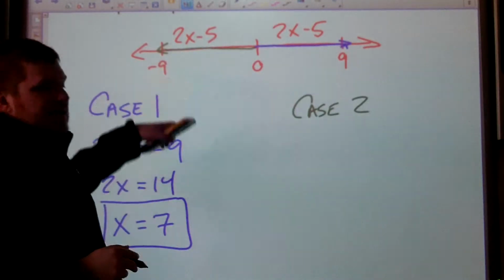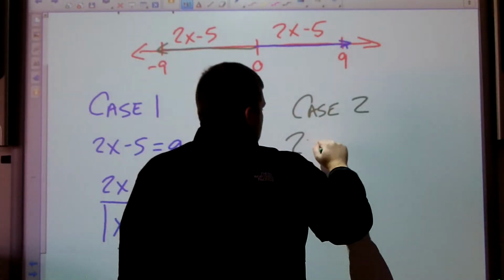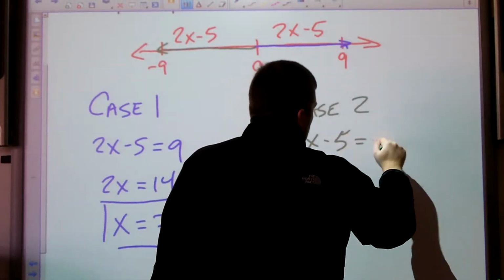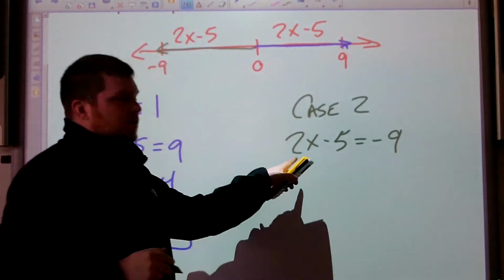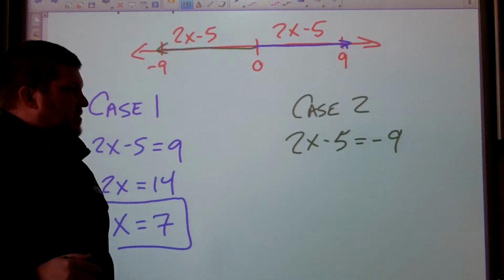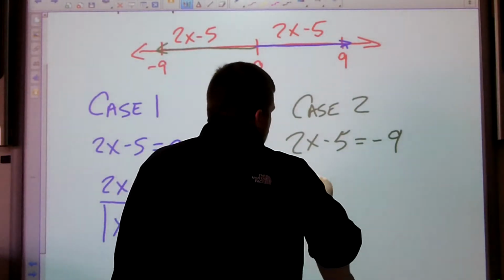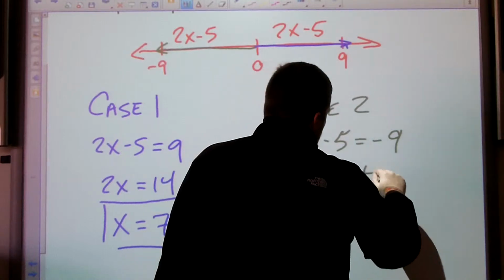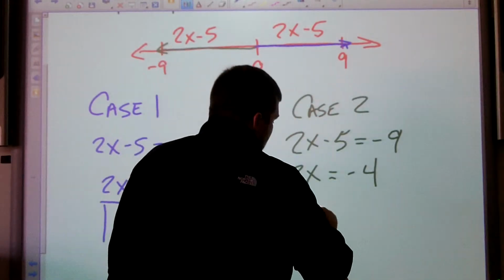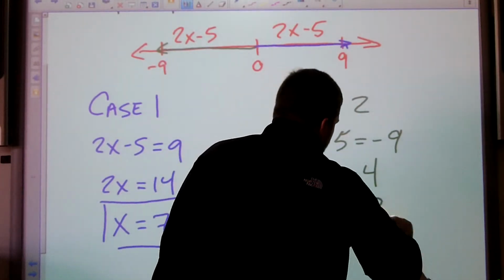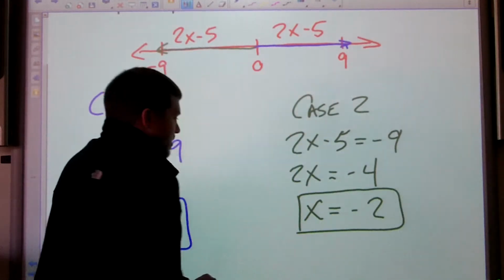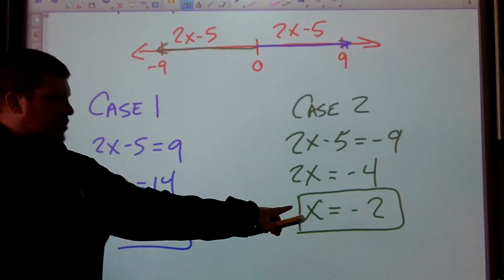2x minus 5 is negative 9. Notice I'm not including the absolute value brackets. I took everything outside of absolute value. So add 5 to both sides here. So we had 2x is equal to negative 4. And so divide by 2 on both sides, so x is equal to negative 2. So depending on what's going on here, we have two solutions.